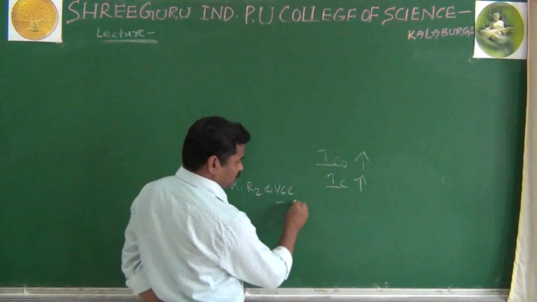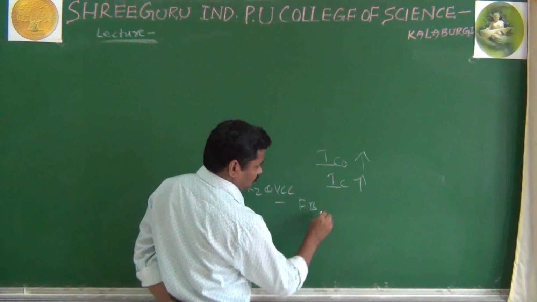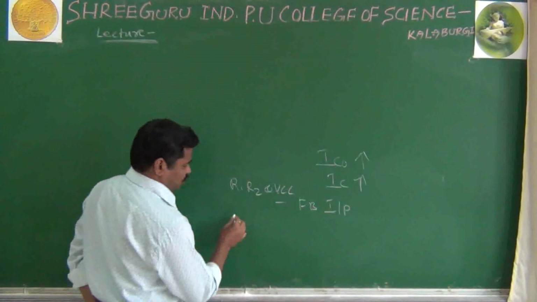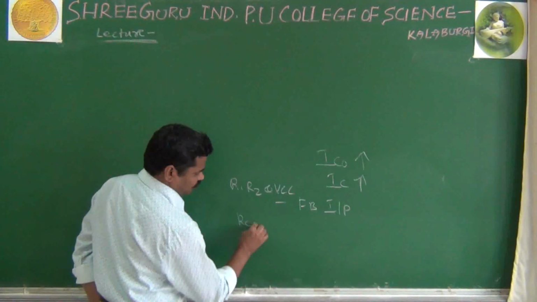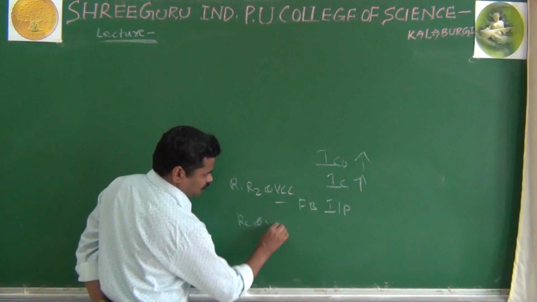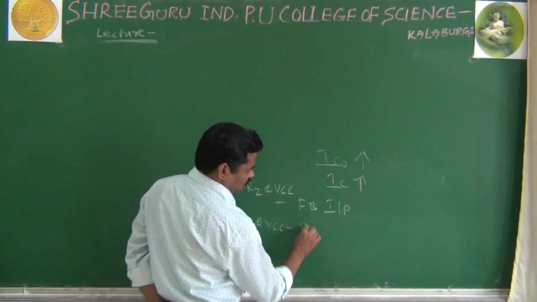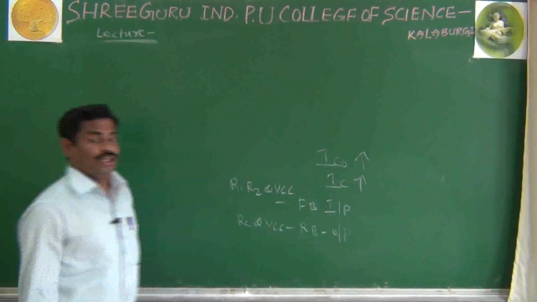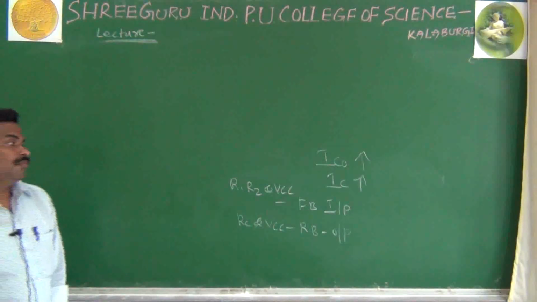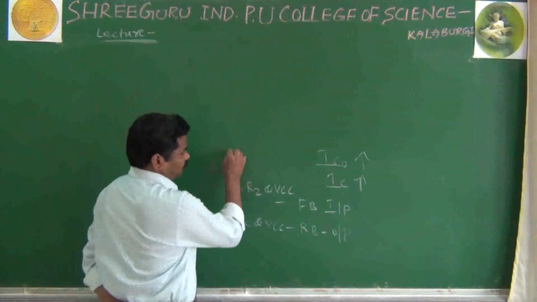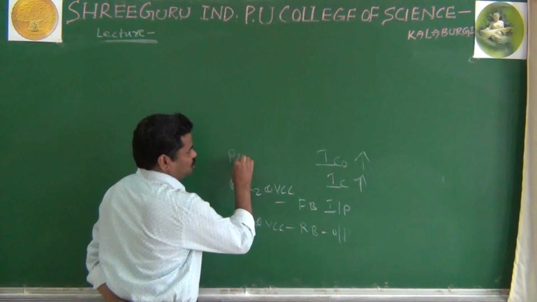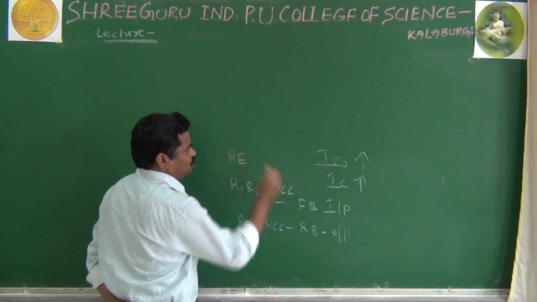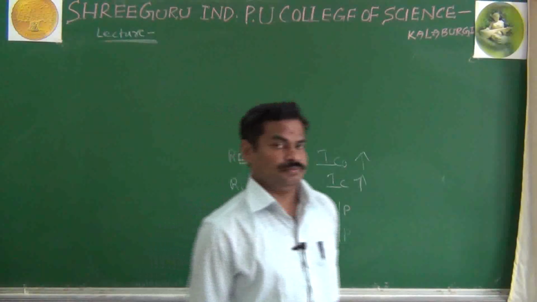That makes the forward bias, the input section. And as I said, RC and VCC make the reverse bias output section. But you are using another extra resistor, that is RE, the emitter resistor. What is the importance of this emitter resistor? Why are we using the emitter resistor?